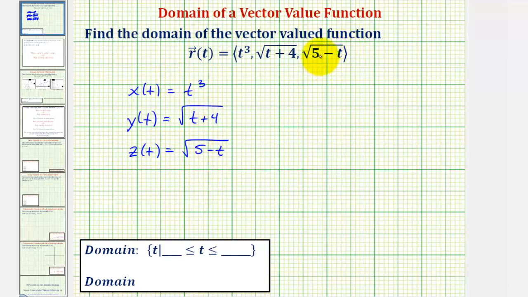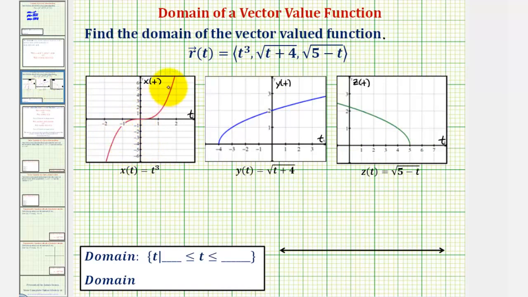To help us do this, we'll look at the graph of x of t, y of t, and z of t. So here's the graph of x of t equals t cubed, where the domain is the set of all possible values of t, and notice how t can be any real number, and therefore the domain of x of t would be all reals. If we wanted to use interval notation, we'd have the open interval from negative infinity to positive infinity.